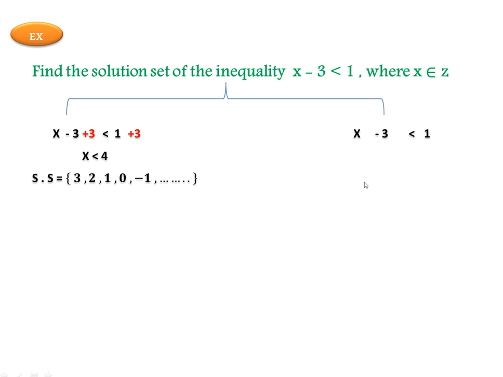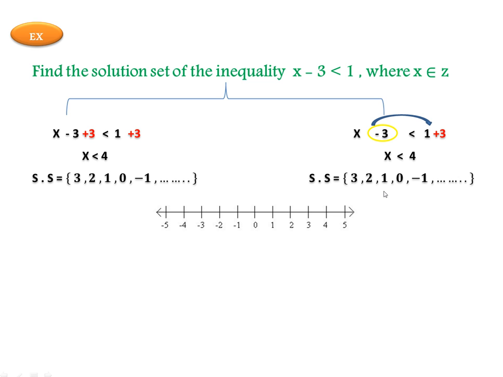Another way, if we have x minus 3 less than 1, we can move negative 3 to the other side with the opposite sign, positive 3. Then x by itself is less than 1 plus 3, which is 4, so x is less than 4. The solution set is the same by any way you solve the inequality.